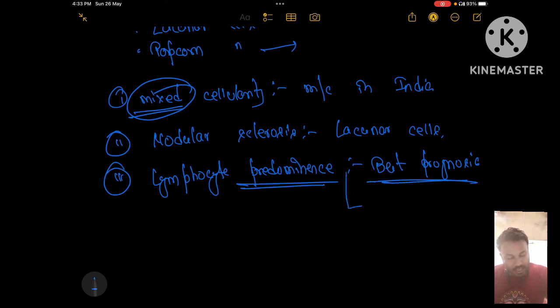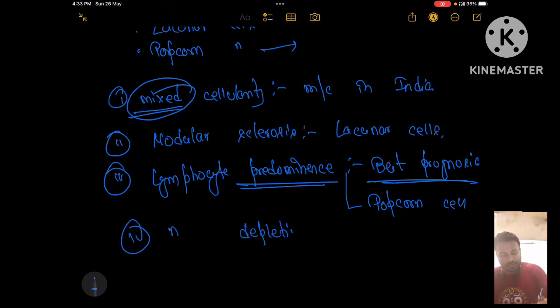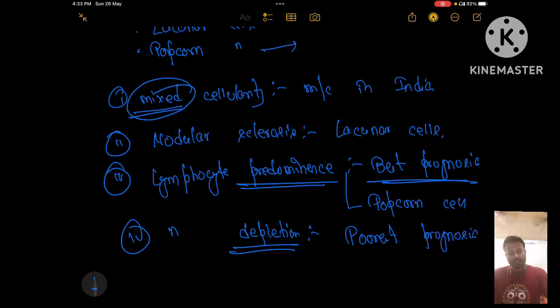And here we can see popcorn cells. Another is lymphocyte depletion. So lymphocytes are almost depleted, almost finished, so it has the poorest prognosis. And here we can see opportunistic infections like HIV present and Epstein-Barr virus present the most.